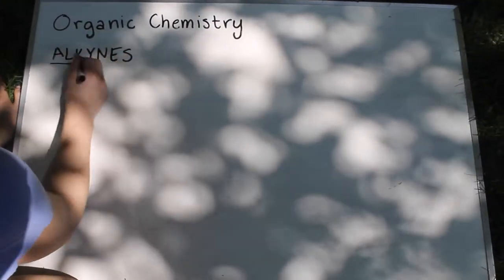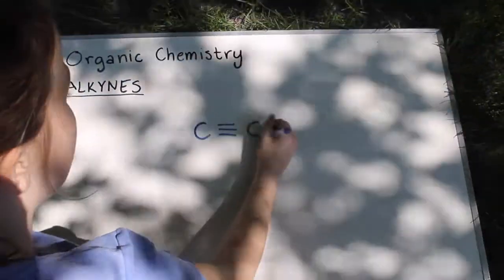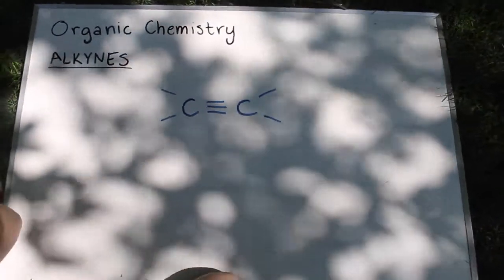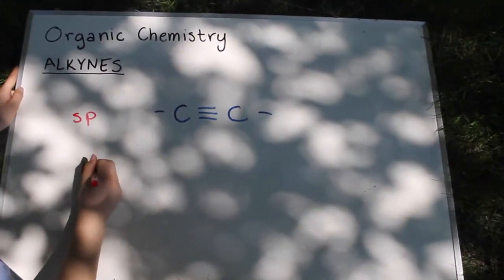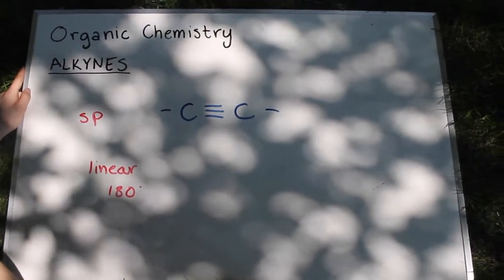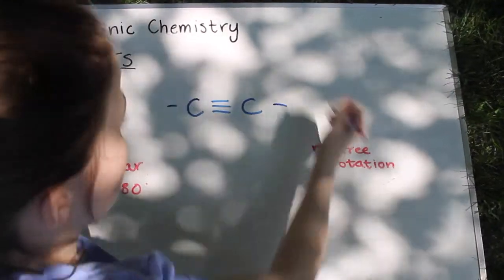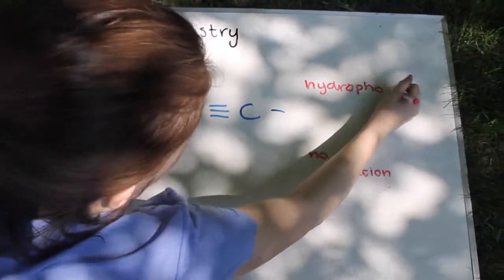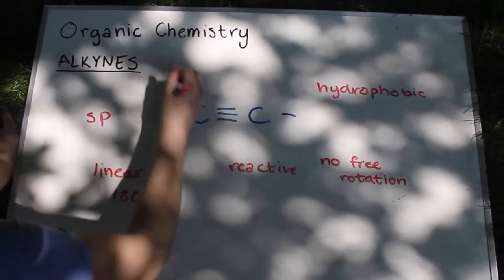By now we've talked about single and double bonds, but what about triple bonds? Alkynes, formerly known as acetylene, are the functional group of hydrocarbons with at least one triple bond. Their general formula is CnH2n-2. Alkynes are also unsaturated, have a linear or straight geometry, and are simply sp hybridized with a sigma bond and 2 pi bonds. Because of these pi bonds, alkynes do not have free rotation. Like other hydrocarbons, alkynes are generally hydrophobic and tend to be more reactive.